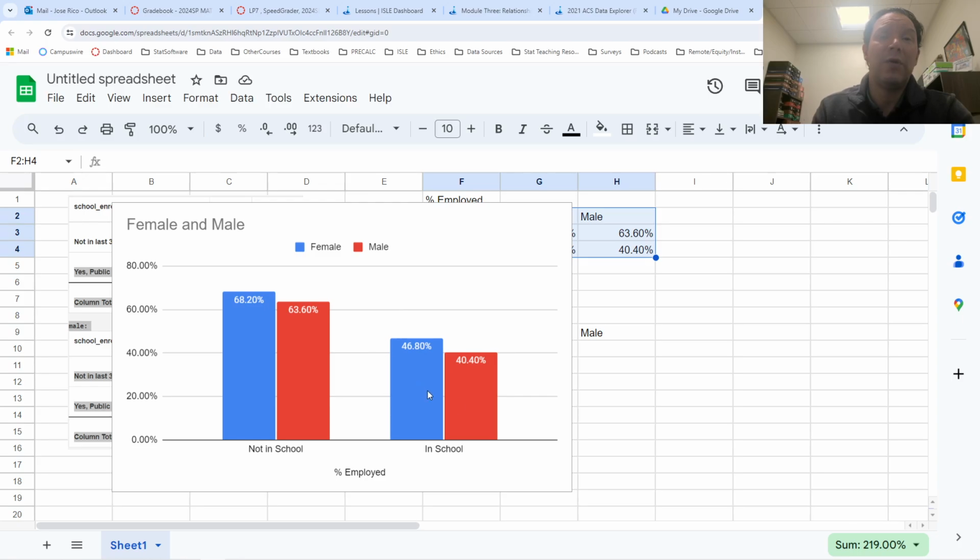But we do see within each subcategory of in school, that females have a higher proportion of them working than men, 40 versus 47%, 68 versus almost 64. The difference gets a little smaller when we're looking at not in school. They're both pretty close to each other, only 4.6 percentage points off. Here it's 6.4. I mean, there's really not that much of a difference. We do see a general trend. This one looks like a little bit bigger of a difference. Females are more likely to be working while in school than the men in our sample.